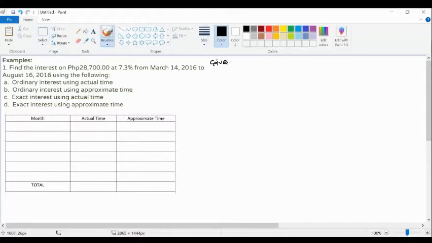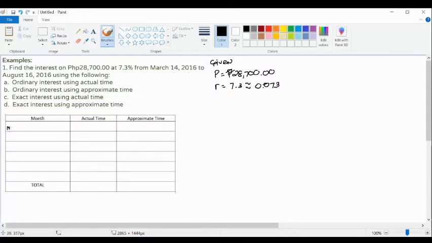Okay? So your givens are your principal amount of 28,700 pesos and the rate of interest, which is 7.3%. Convert this into decimal, that will be 0.073. Okay? So the first step is to determine the approximate and actual time of the term. Then, we're going to compute for the ordinary and exact interest. If we remember, we need to determine first if the year is a leap year or not. So 2016 is divisible by 4. So therefore, we can say that this is a leap year.